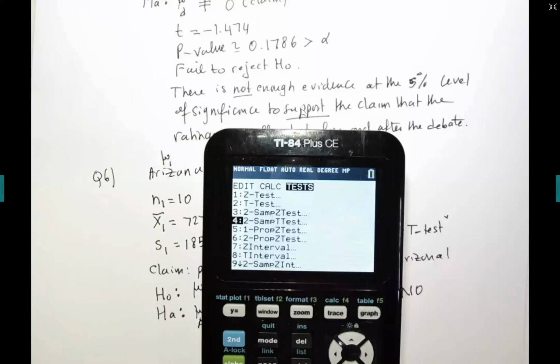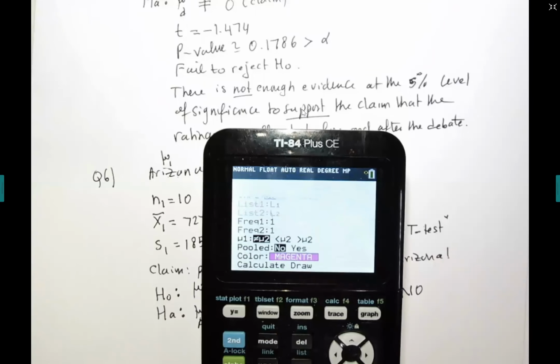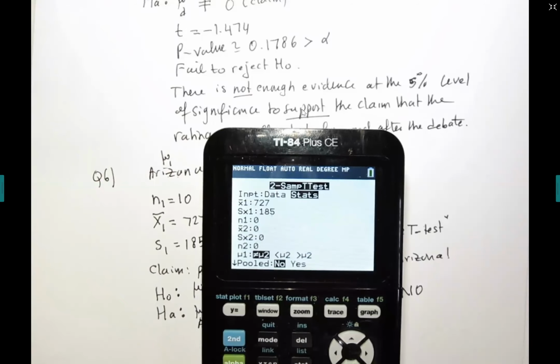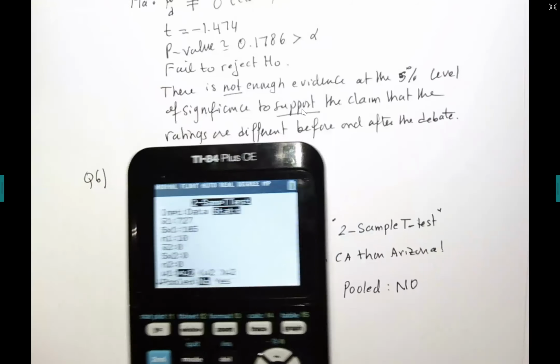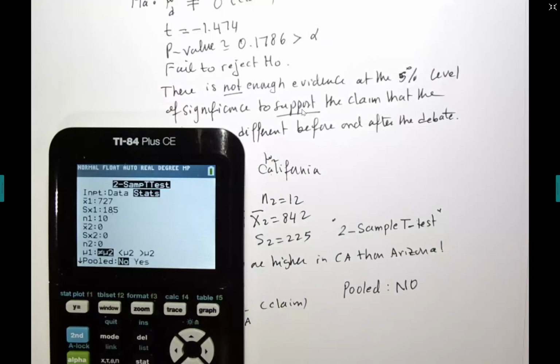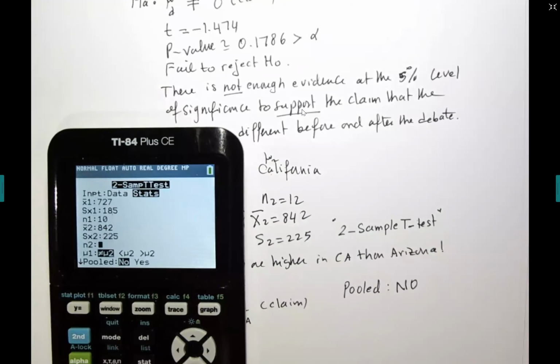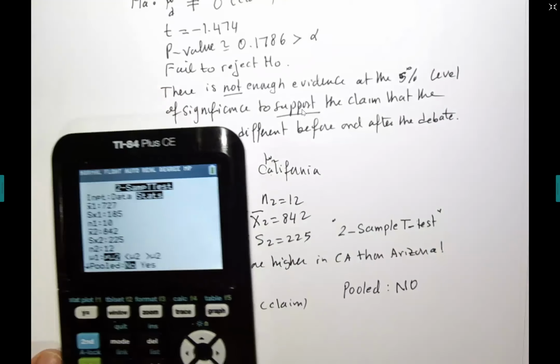So it's a summary. X1 bar, guys, is 727. S1 is 185. N1 is 10. And let me move to the other side and get the other information. X2 bar is 842. I'll project the screen properly. S2 is 225. And then we have a 12. So let me go back now.